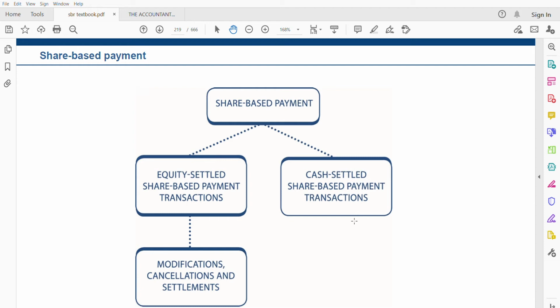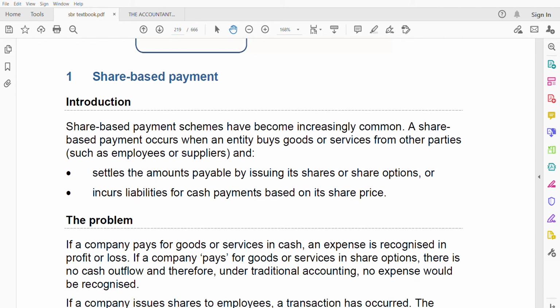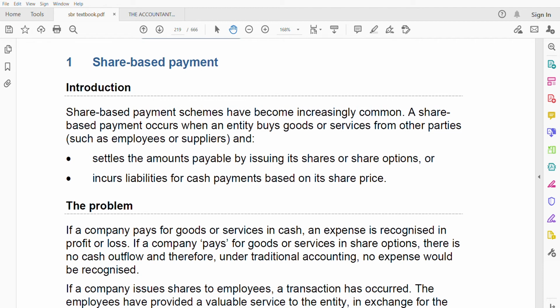So what is a share-based payment? Before we go into the payment, how we can pay, we first need to understand what is the share-based payment. Share-based payment occurs when you're giving your employees shares or share options. It's like you are not paying in cash like salary. Sometimes you might pay them in shares or share options. Then how do you recognize that in your financial statements? This is a complex area, right? So for that we have IFRS 2.